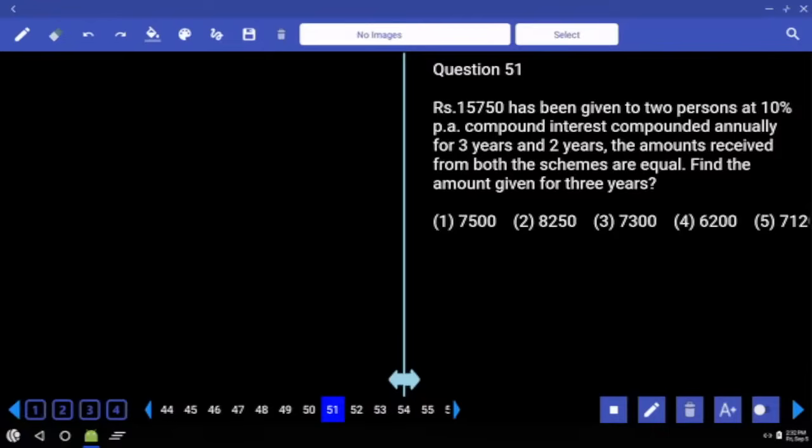15,750 has been given to 2 persons at 10% per annum compound interest compounded annually for 3 years and 2 years respectively. The amount received from both the schemes are equal. Find the amount given for 3 years. What are equal? That is the important condition. Sometimes they will say amounts are equal. Sometimes they will say compound interest is equal.